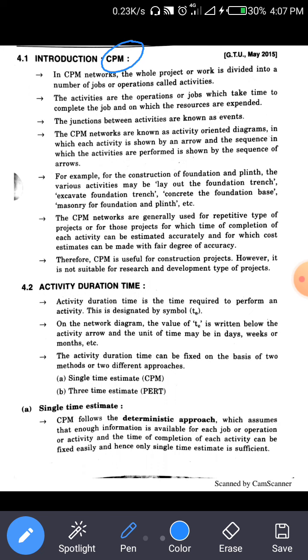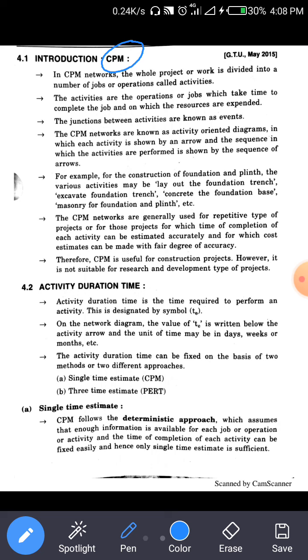CPM networks are generally used for repetitive types of projects, or for those projects where the completion time of each activity can be estimated accurately and the cost estimate can be made with a fair degree of accuracy. So CPM is useful for construction projects and it is not suitable for research and development type projects.